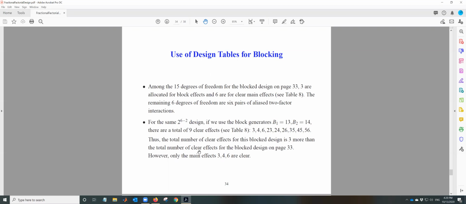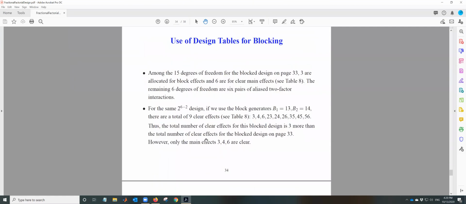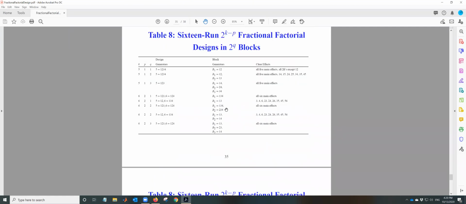Thus, the total number of clear effects for this block design is 3 more than the total number of clear effects for the block design on page 33. However, only main effects 3, 4, and 6 are clear. So what are they referring to? Because they are trying to show us Table 8. Table 8 is right here.